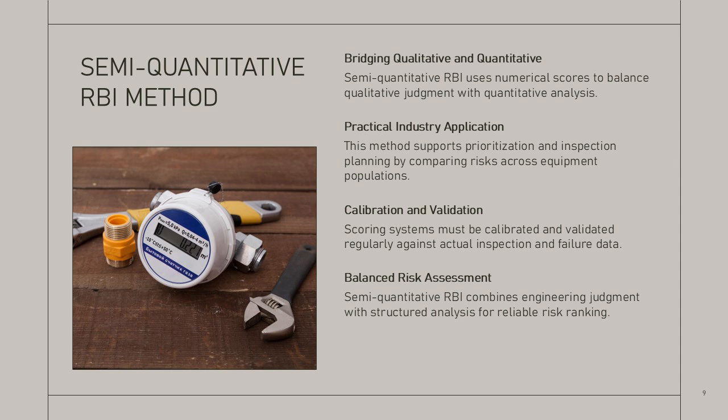It allows organizations to compare risks across a large population of equipment and focus resources on higher-risk items. According to API RP 580, semi-quantitative methods should be carefully designed to ensure that scoring systems reflect real risk drivers and are calibrated appropriately. Regular review and validation against actual inspection and failure data help maintain confidence in the results. Semi-quantitative RBI provides a balanced approach that combines engineering judgment with structured analysis.